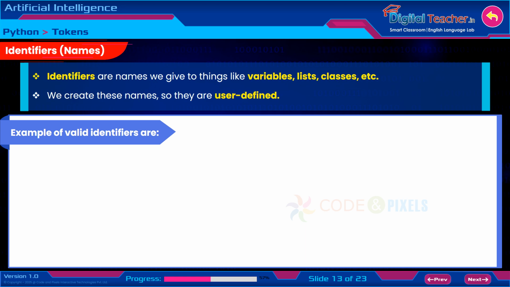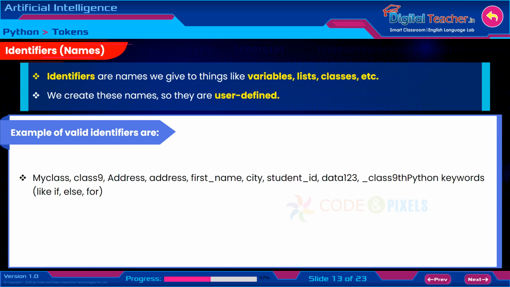Examples of valid identifiers are: my_class, class9, address, first_name, city, student_ID, data123, class_9th. Python keywords.